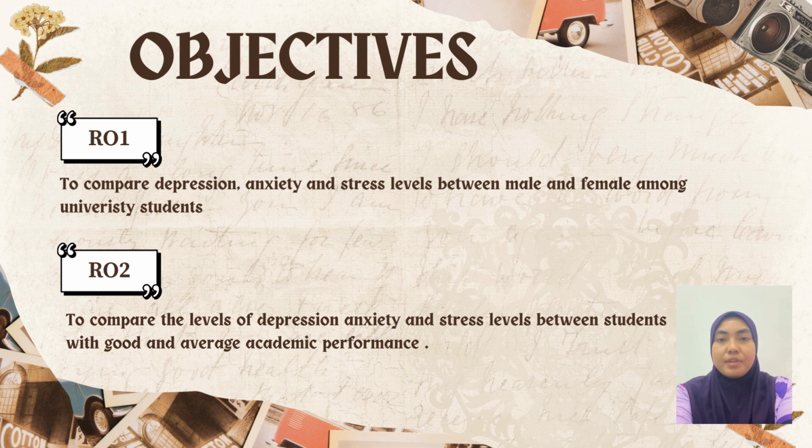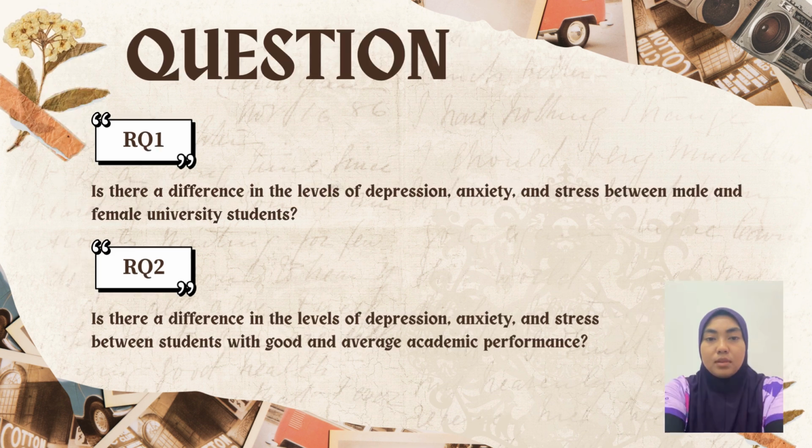Okay, next. The first research objective is to compare depression, anxiety, and stress level between male and female among university students. And the second research objective is to compare the levels of depression, anxiety, and stress level between students with good and average performance.